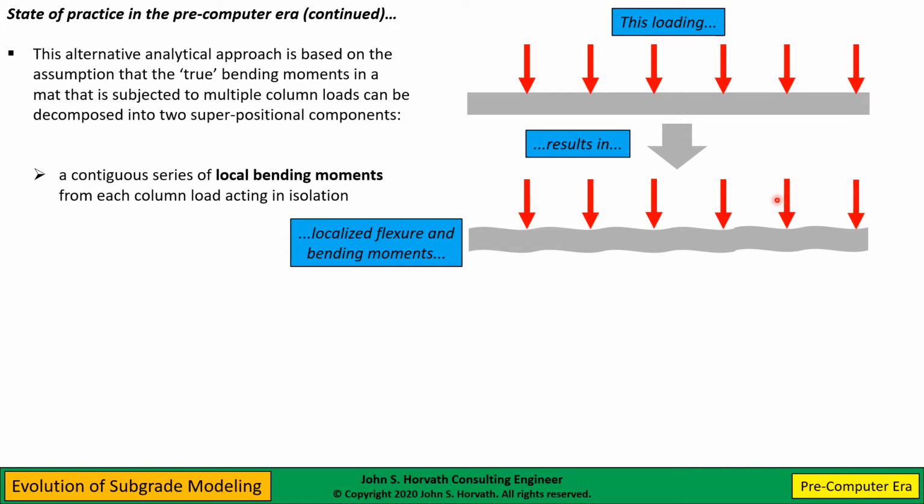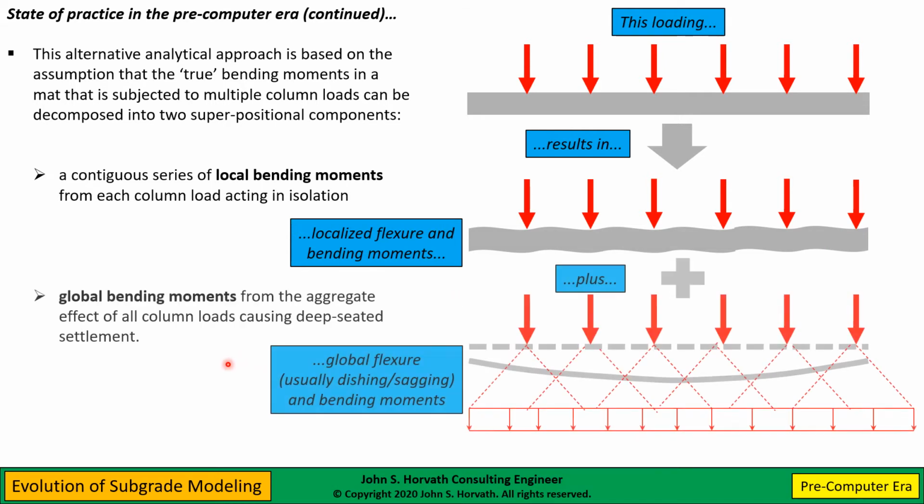6 to 9 meters apart, something like that. But these loads are far enough apart so that whatever local bending you get is just due to that single point load from the column. So you have a whole bunch of these independent point loads, local bending moments, local flexure.